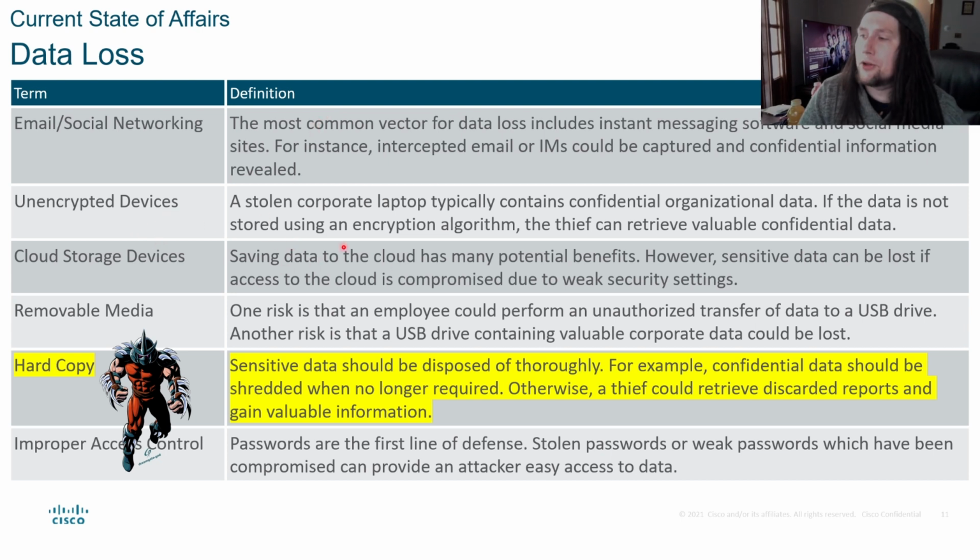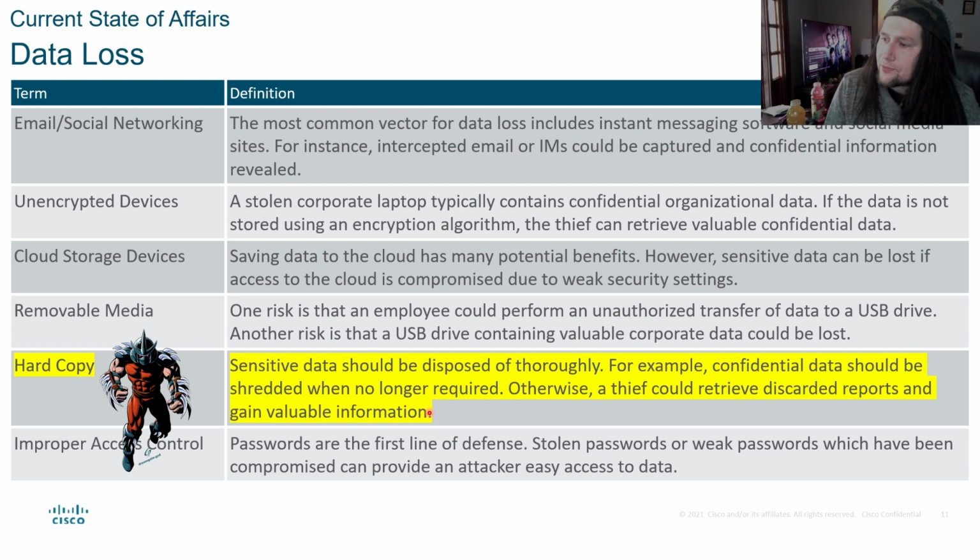Unencrypted devices. A stolen corporate laptop typically contains confidential organizational data. If the data is not stored using an encryption algorithm, the thief can retrieve valuable confidential data. Cloud storage devices. Saving data to the cloud has many potential benefits. However, sensitive data can be lost if access to the cloud is compromised due to weak security settings. Removable media. One risk is that an employee could perform an unauthorized transfer of data to a USB drive. Another risk is that a USB drive containing valuable corporate data could be lost.